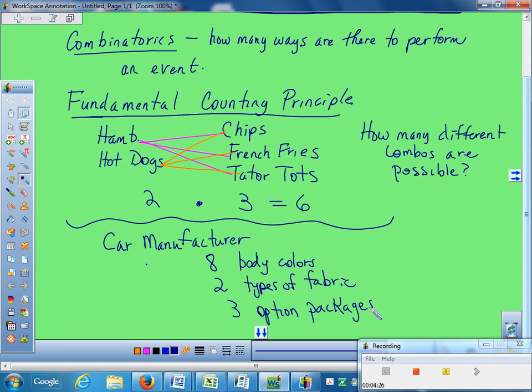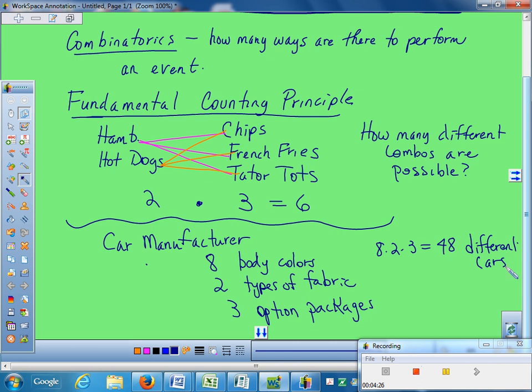So I want to know, how many different cars could they make to meet those situations? And how did we get 48? We did 8 times 2 times 3. So there are 48 different car looks we could produce from that one model. And imagine if you actually considered all the different options that are possible. There would be a lot.